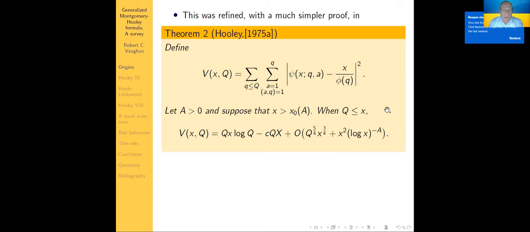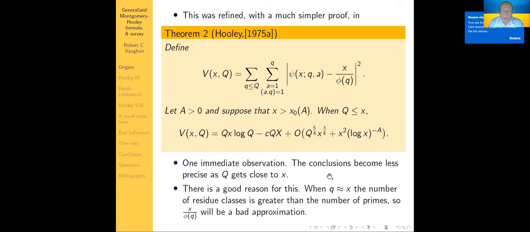Okay, so I've made that observation. I should have said that there's a good reason why you can't expect a fantastically good asymptotic formula, because if Q is, say, proportional to X, X over two, or even something like X over log X, well, the number of primes is smaller than Q. So you don't have enough primes to go around in the residue classes, so some of these are going to be empty. And so this expression here, X over phi(Q), is not such a good approximation to the psi function. Okay. If Q is smaller, of course, you expect it to be a good approximation.